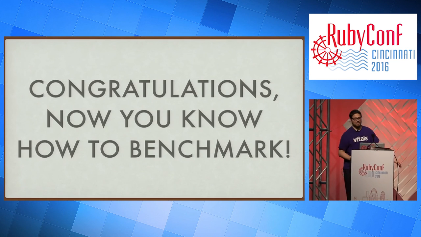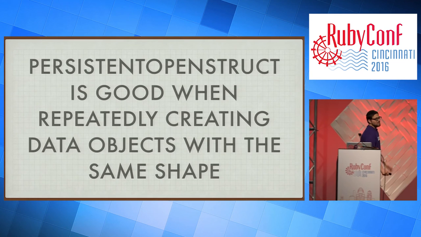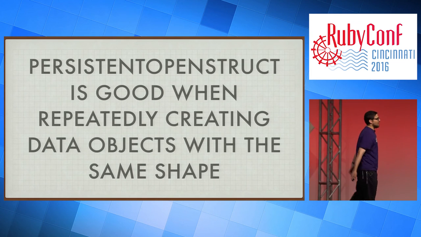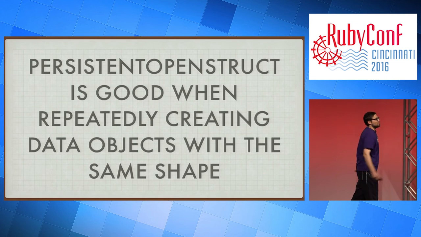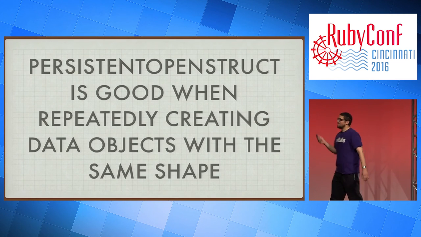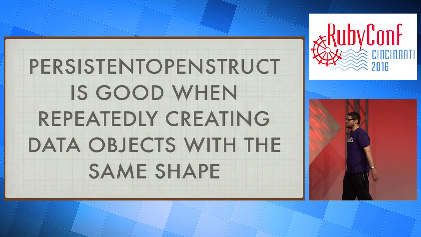Back to our topic, though, persistent OpenStruct. It's really good when you're repeatedly creating data objects with the same shape, like in the case of API consumption. This would be terrible for, or at least overkill, for any of the other use cases that we mentioned. But in the case of API consumption, it's really, really good.